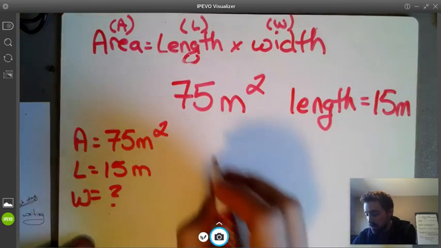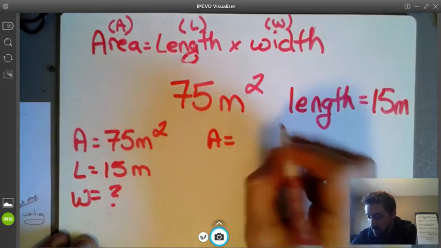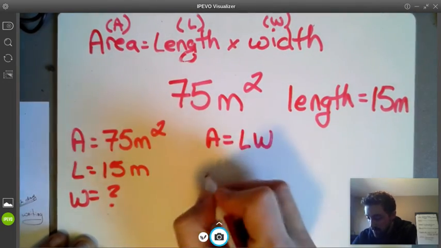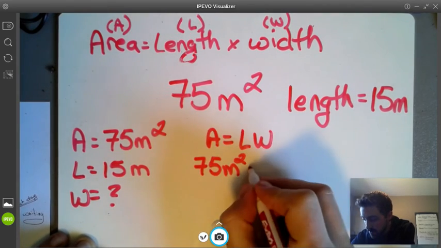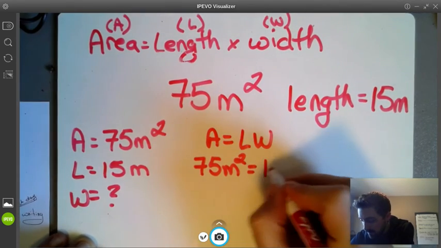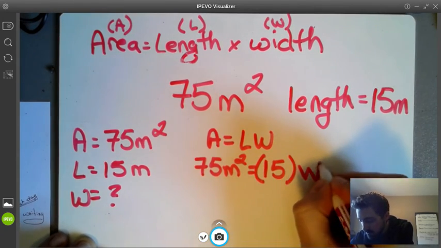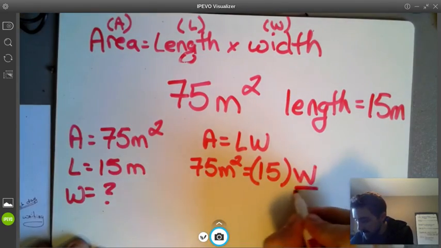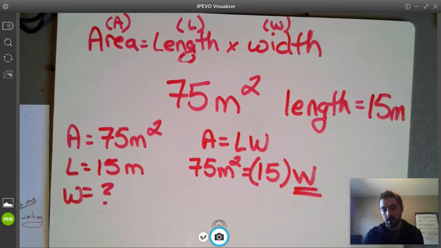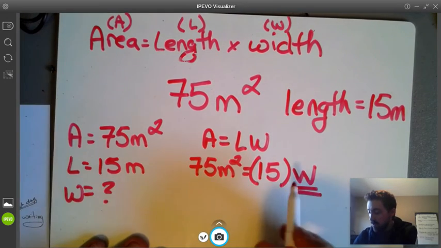So we put it in our formula, area equals length times width. A equals LW. The area is 75 meters squared, which is equal to 15 meters times W, because we don't know what our W is, so it stays that letter. We are trying to find what this is, so we want to isolate it. We want to get it on its own on one side. So we have to do the opposite of the equations that are in there. Right now it is 15 times W.